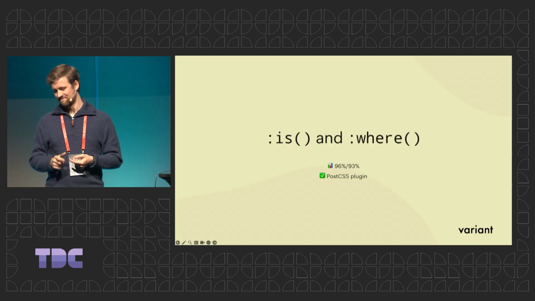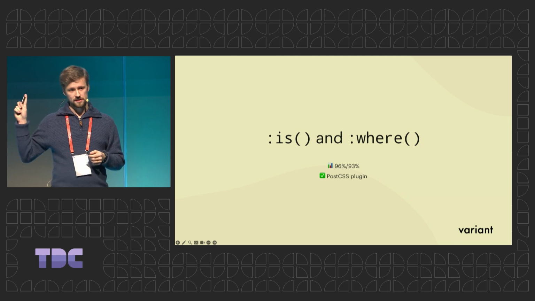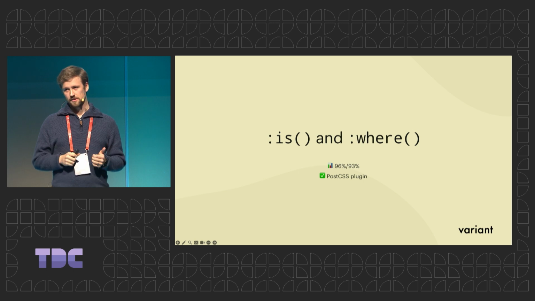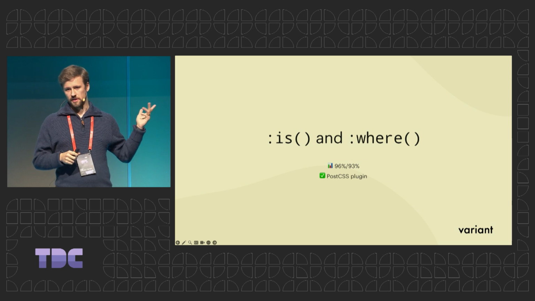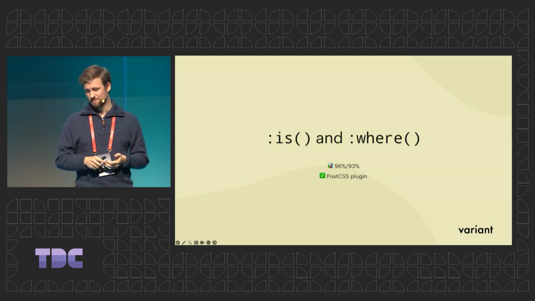So now we're at the fun part. For each feature, I've included the caniuse.com support percentage, as well as a checkmark if there's a polyfill available. And so we're going to start with a few pseudo-class functions that help us write better selectors. These ones are fairly mainstream. They've been around for a few years, but we're going to start here and then get more futuristic from here.